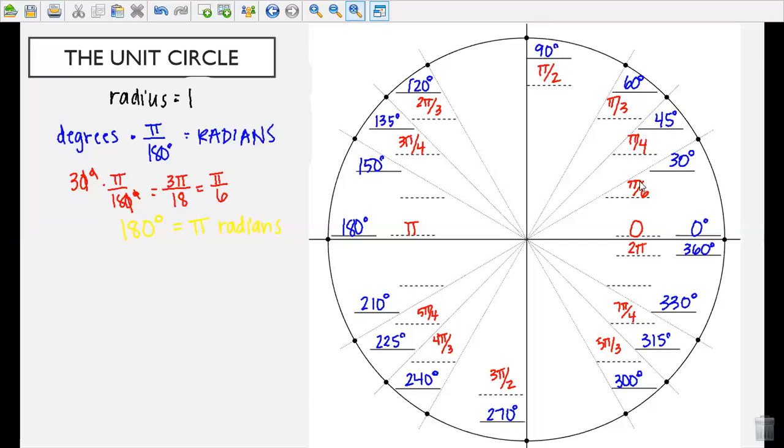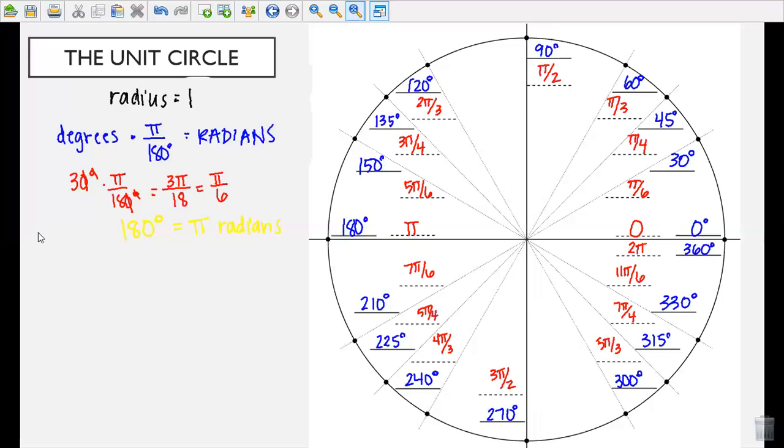Then if I go with pi over 6, I have 1 pi over 6, 2 pi over 6, 3 pi over 6, 4 pi over 6, 5 pi over 6, 6 pi over 6, 7 pi over 6, 8 pi over 6, 9 pi over 6, 10 pi over 6, and our last one, 11 pi over 6. Again, I'm not super stressed about you being able to fill this in. You're just going to have to be able to use it. So the blue, we have degrees, right? And then in the red, we have radians. They're the same thing. It's just 2 different units of measure.